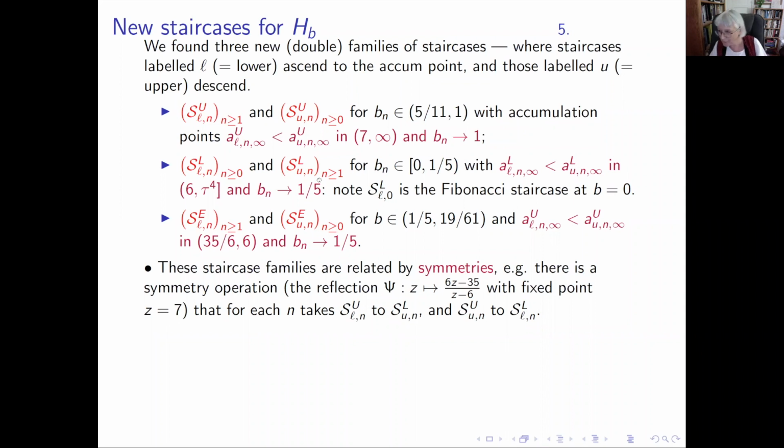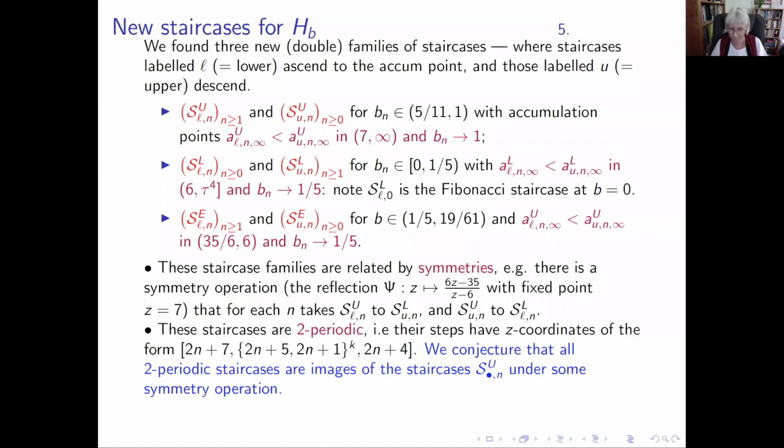And of course, there are infinitely many symmetries, but we've only actually proved the existence of these 3 staircases. We've got many other conjectured staircases. So these staircases are what are called two-periodic. So it means that their steps have z coordinates of the form like this. So these are the steps actually of this SU, this decreasing staircase.